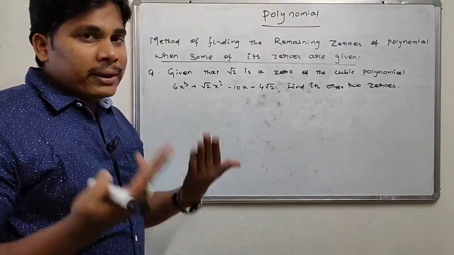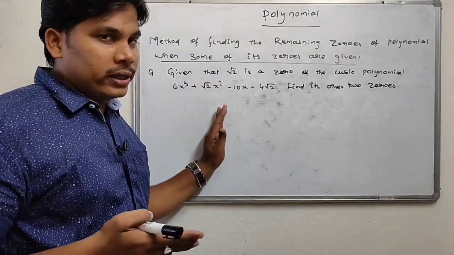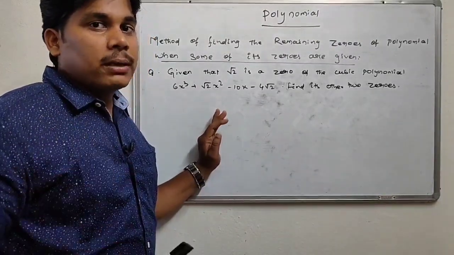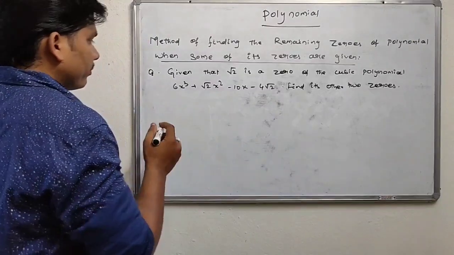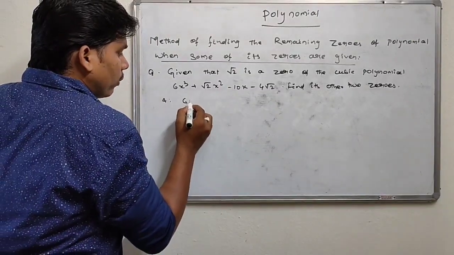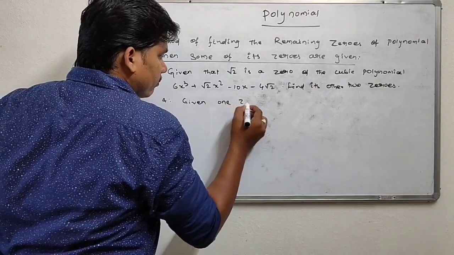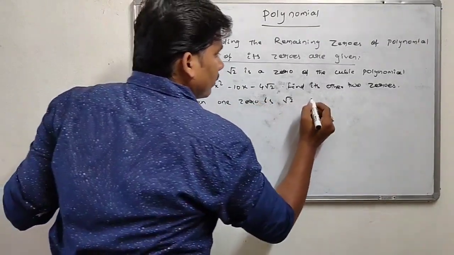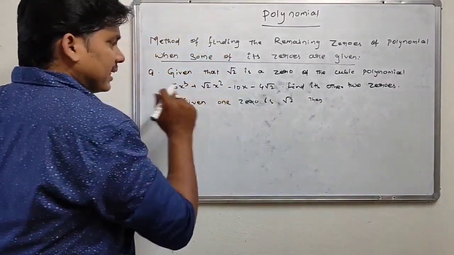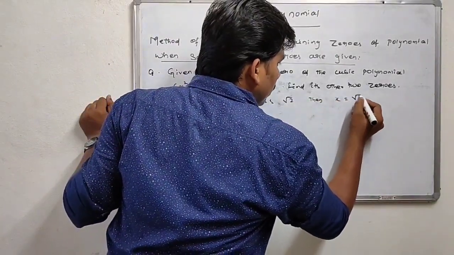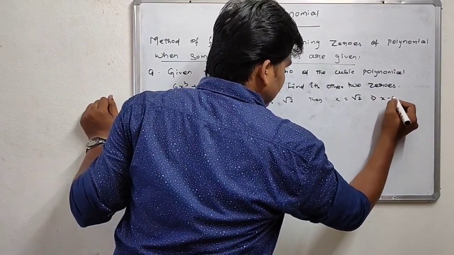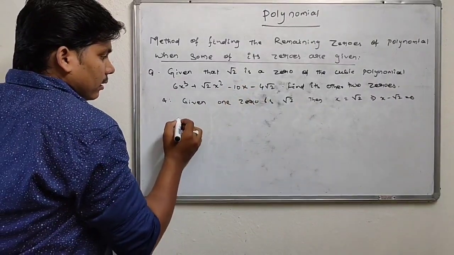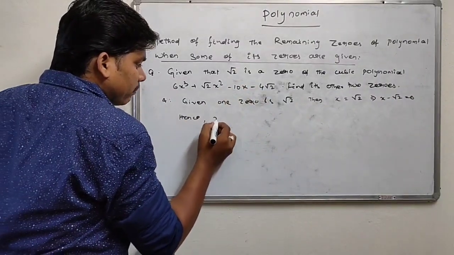Which method can we use here? The method we are following here is first the division algorithm. If necessary, we can use the middle term splitting method. First, what I will do: here the given zero is root 2. As the variable is x, x will be root 2, that is x minus root 2 equal to 0.